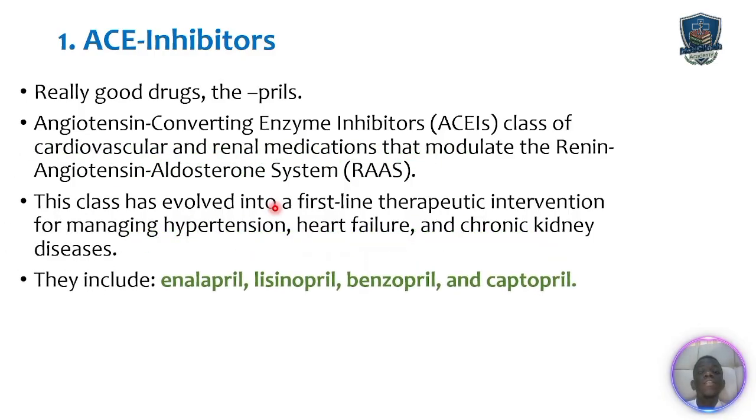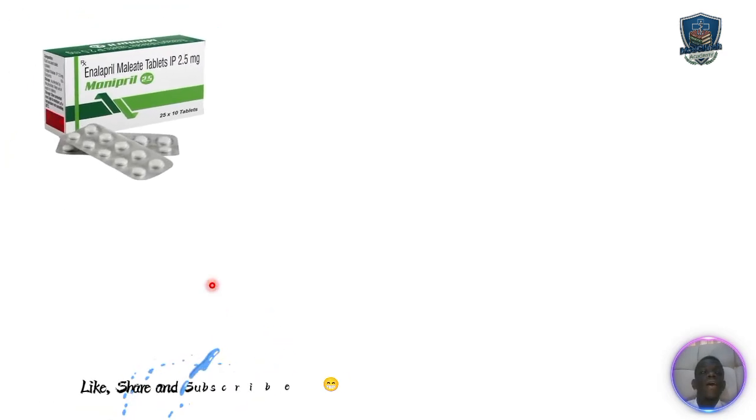So some of the drugs that fall under this category are the drugs that end with the suffix -prils, like enalapril, lisinopril, benazepril, and captopril. These are examples of drugs that fall under the ACE inhibitors class. Enalapril is very common, a very good antihypertensive medication that you guys have come across. It's always in 2.5 milligram tablets.